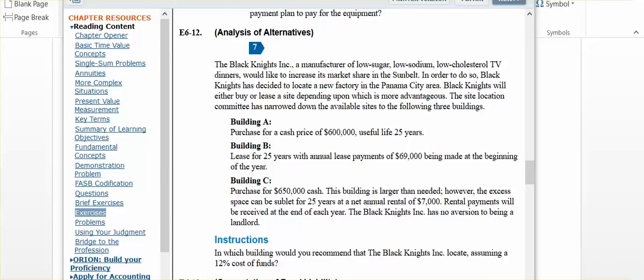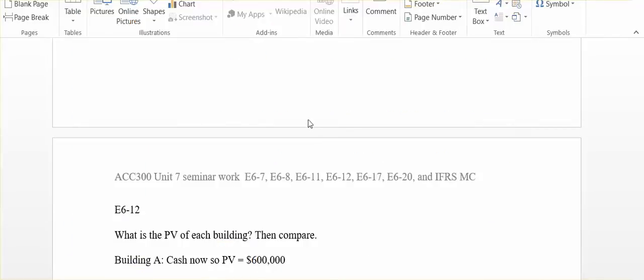So what we need to do is compare the present value of each of these buildings and see which present value is the least expensive. We're going to assume that we're just going to go with the least expensive building, even though we know that sometimes buildings have other factors that we would use to make our decision. But in this case, we're just looking at the cost, the present value.